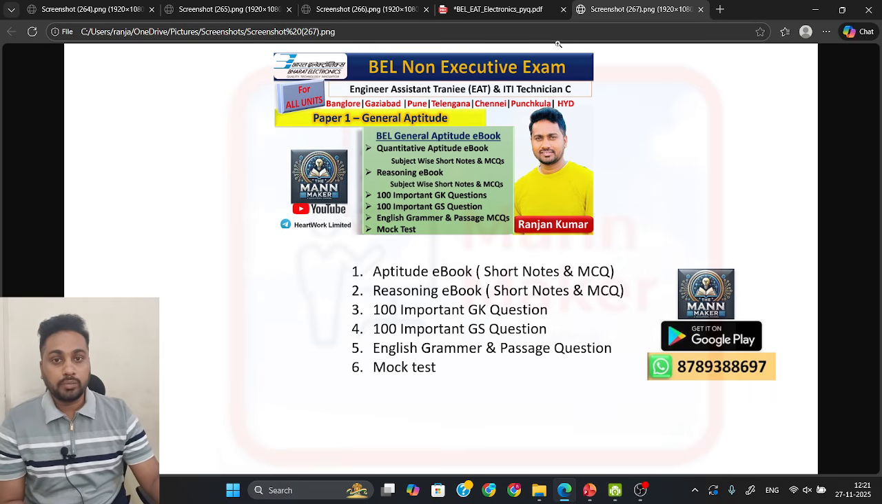Here you are going to get the complete material related to your general aptitude part. This is common for everyone, whether you are from any branch, ITI or EAT, any trade. Here you are going to get one aptitude e-book. In that you will get whatever subjects they are going to ask in the exam, aptitude short notes with formulas and everything. After that you will get subject-wise questions related to exam purpose only, based on EAT and ITI level. Just practice those questions and remember those notes and formulas.